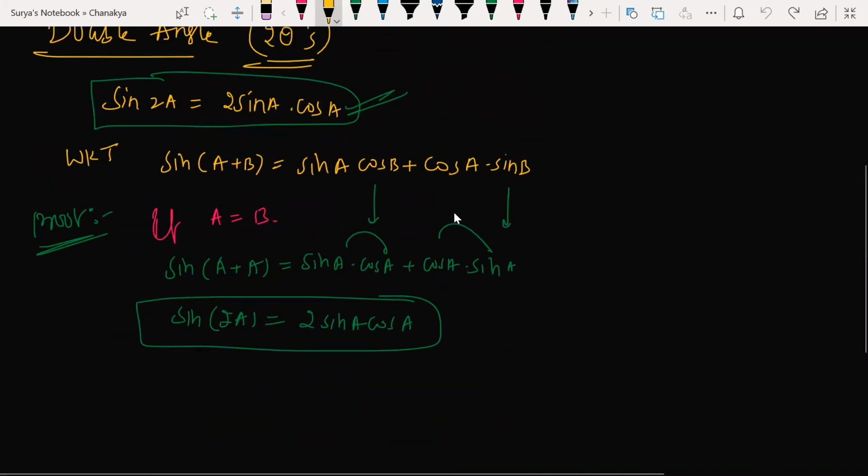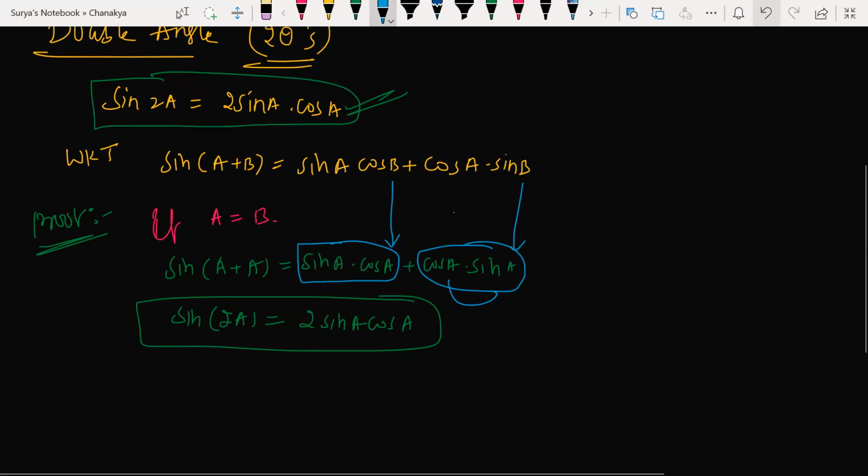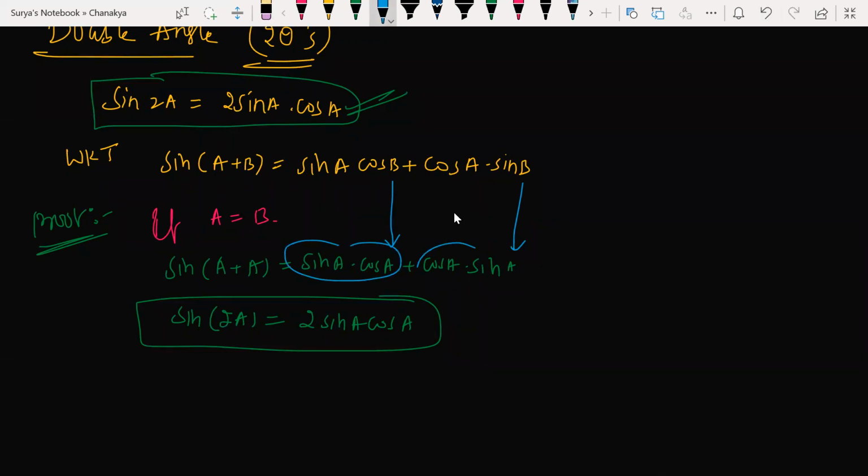So now A plus A becomes 2A. As I told you, this B will be replaced with A, and the remaining stays the same. So one time sin A cos A, one time sin A cos A; cos A sin A plus cos A sin A is 2 times cos A sin A. Is it clear? Sin A cos A, sin A cos A, 2 times sin A cos A. That is what I did.